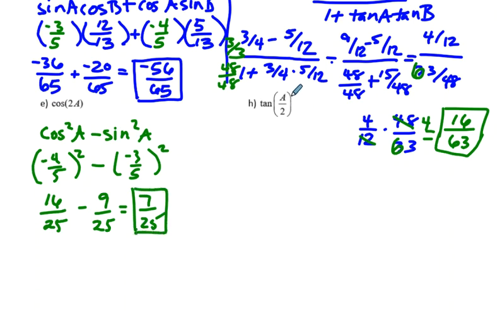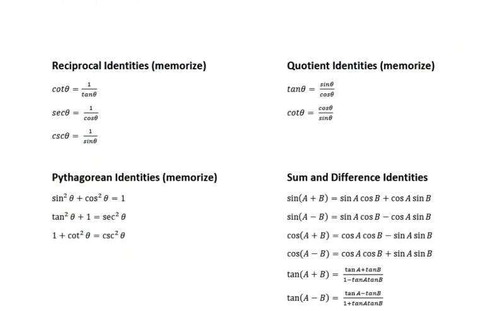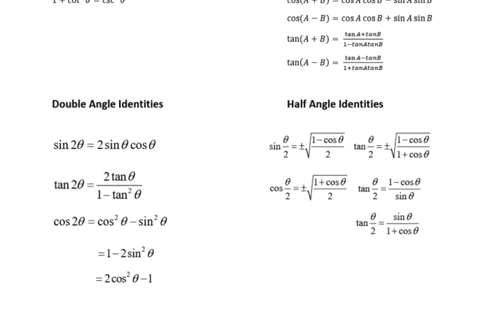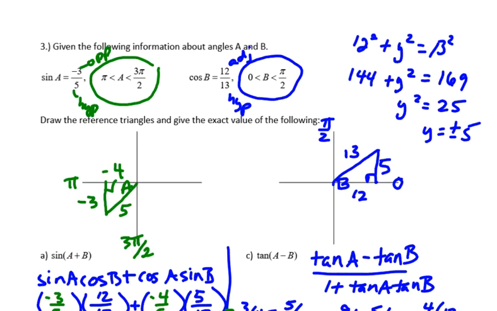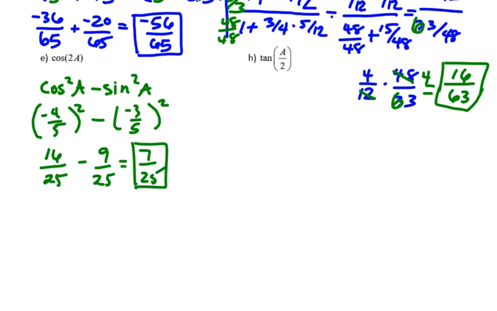Alright, tangent of a/2. So we need a tangent half-angle formula. And I'm going to avoid this one, do one of these two. I'll just do the last one. So tangent of a/2 is going to be sine a over 1 plus cosine a.